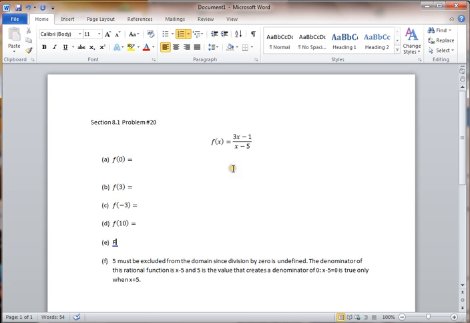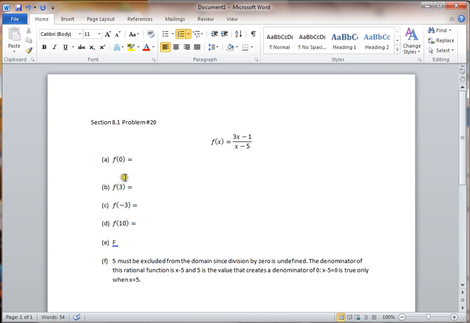So the problem I've chosen, one of the harder ones from this particular section, has a rational expression here, 3x minus 1 over x minus 5, asks you to compute some different kinds of function values, then asks you a question about the domain. So I've put some of the values already in here, and these are already expressions in the equation editor, so I'll be able to just type in the responses as we go along.